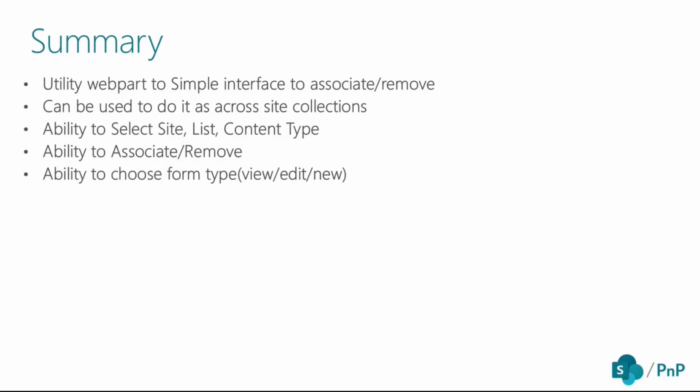There is an ability to select the site, list, and content type via drop down, so you don't have to manually enter the names. It also has the ability to associate and remove the form customizer, so that the list can go back to the default out-of-the-box forms. You can also choose whether you want to select a single form type, just associate the view form, just the edit form, or all three forms.